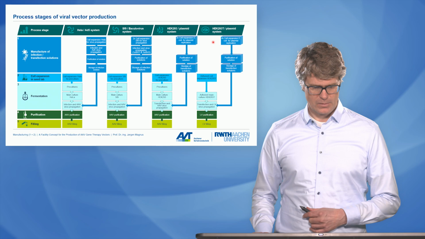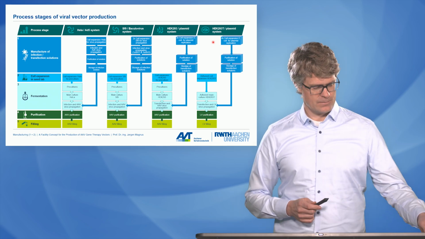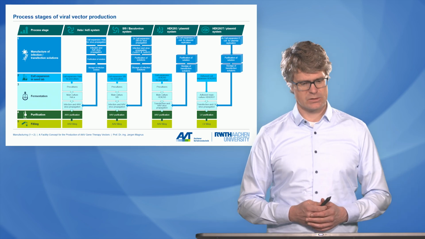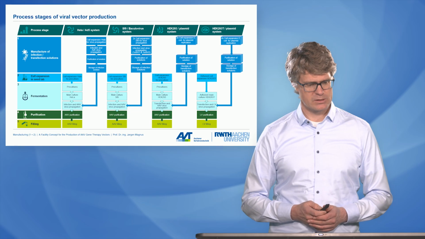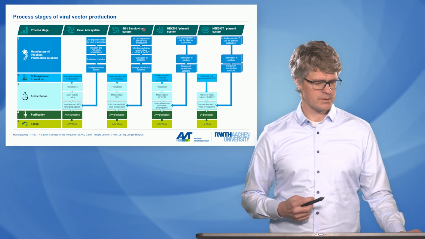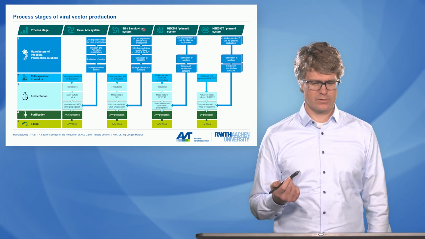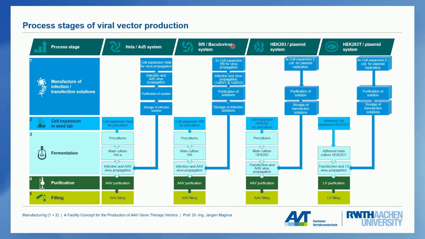First, we repeat this slide from the last lecture. This has been simplified a little bit, but it's just to show the different manufacturing steps that you have to consider in the facility. So we have the manufacture of infection and transfection solutions. We have the cell expansion in the seed lab, the fermentation where the main fermenters are located, also the pre-cultures, and then the purification steps, and in the end the filling machine. So these are the main steps to be considered in the process.